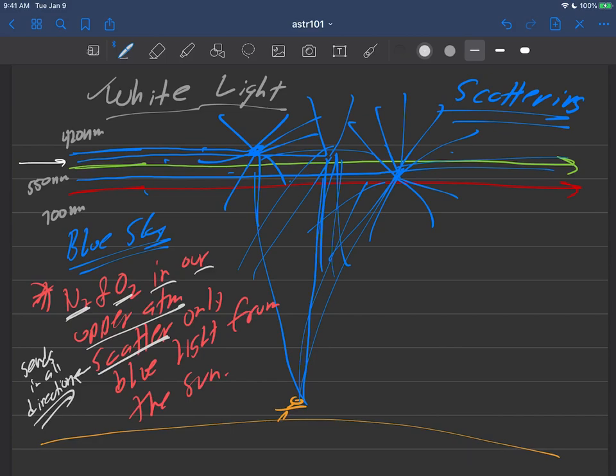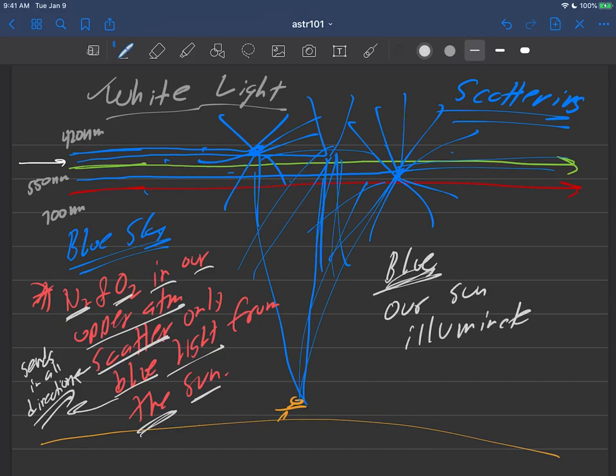That's what scatter means, but not all the light. As you can see here, the red goes forward, the green goes forward, and the orange will go forward. But if you are blue light, you'll get scattered the most. And of course, the sun is what's generating it all. So you can really think of the blue here as our maybe sun illuminated atmosphere. Sun illuminated atmosphere. So when the sunlight illuminates our atmosphere, it looks blue to us.